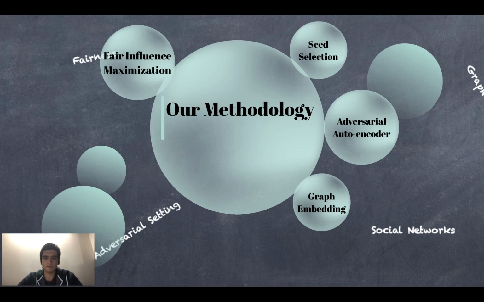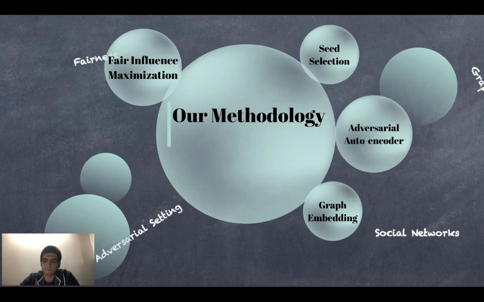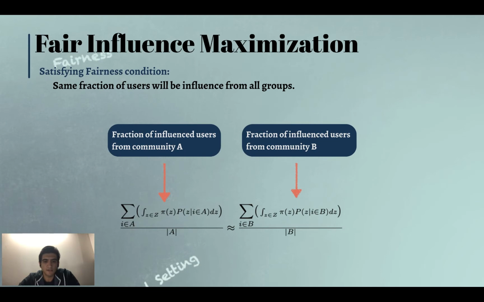Now to address this problem, we aim to apply an embedding technique which can give us a highly similar distribution of nodes for our two communities in the new space while preserving the structural properties of the network. To give an intuition why we used this approach, remember that we wanted to satisfy the fairness condition. It means, given two separate communities, we want to influence the same fraction of users in both groups. It translates to this equation in the embedding space.